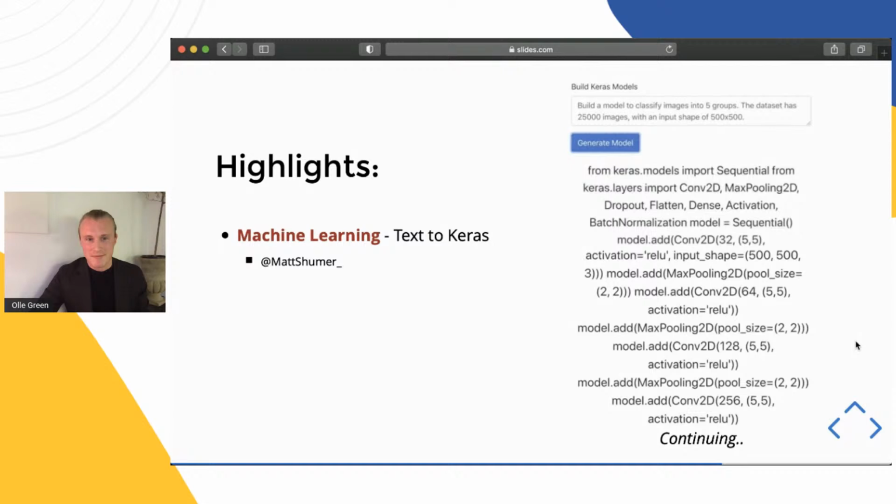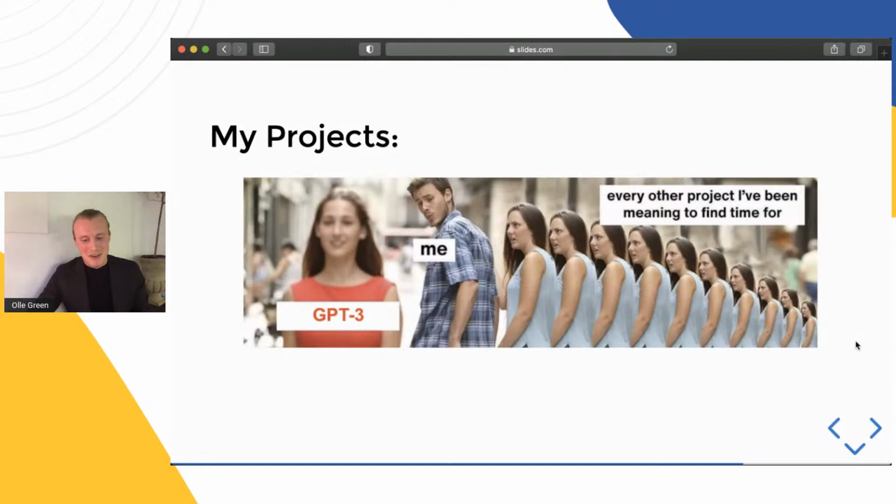Now, okay, I gotta be honest with you. GPT-3 has basically shifted my whole priority list in my GitHub repositories because it's been just too much fun to be working with.